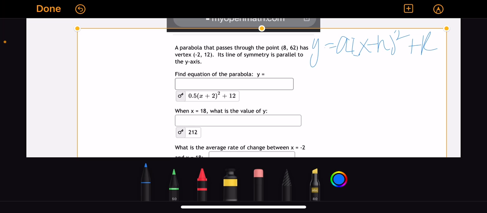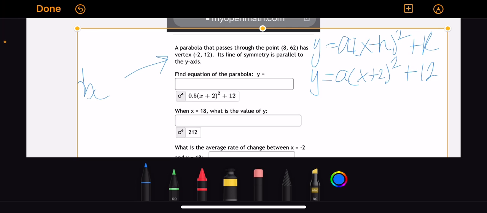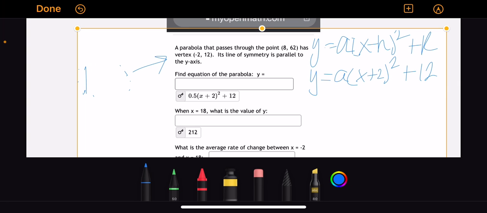So the first thing is to know that the vertex is your hk, right? So that means you're going to have, right away, I will write x minus -2, right? X minus -2 is x plus 2. And then the 12 just goes over here, right? Because remember, your hk is your vertex. It's supposed to say hk. That doesn't look very nice. Let me do that again. So that's your hk there. Okay, that's your h.